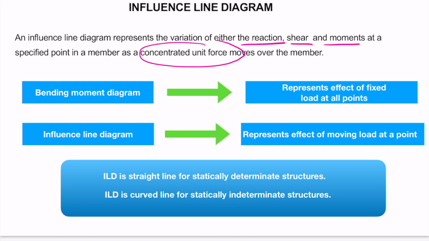When we draw the bending moment diagram, we draw it for fixed loading. Therefore, the bending moment diagram actually represents the effect of fixed loading at all the points, while the influence line diagram represents the effect of moving load at a point. So for the bending moment diagram, the loading is fixed, the location of loading is fixed, while for the influence line diagram, the loading is moving. We are moving the concentrated unit force, and we are studying its effect on a specified point. So that is the basic difference between the bending moment diagram and the influence line diagram.